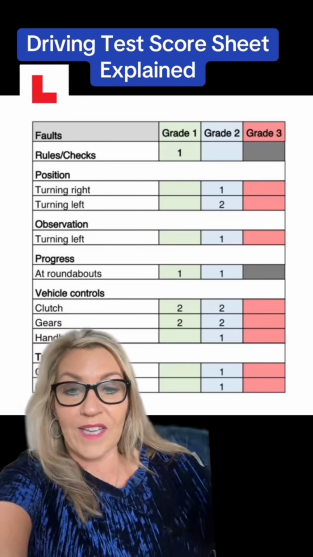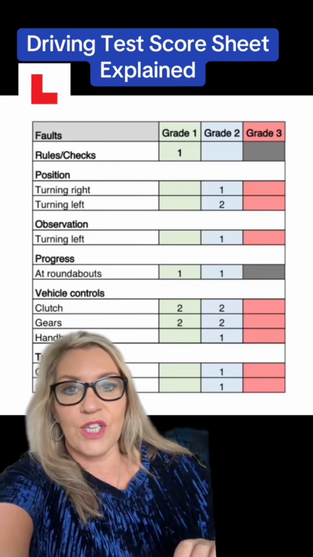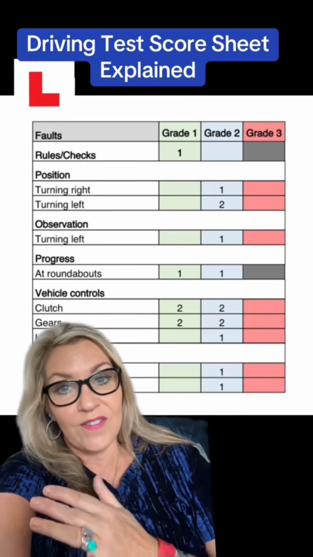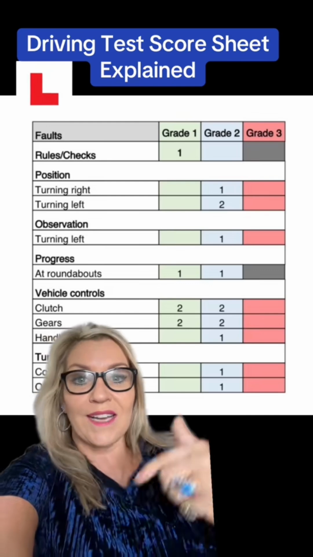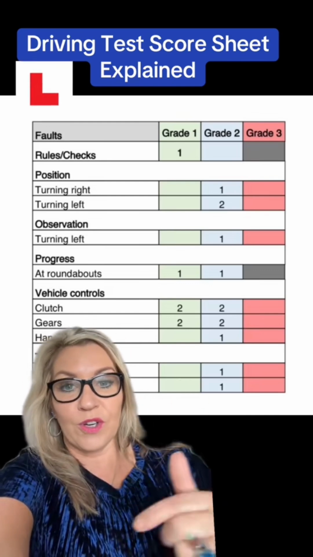When we turn left, again, we've got to use filter lanes if they're provided. Position turning left could also be that you weren't as close as feasibly possible to the left-hand side when making the turn and on completing the turn. And like the right-hand turn, we're not to mount or hit the curb.